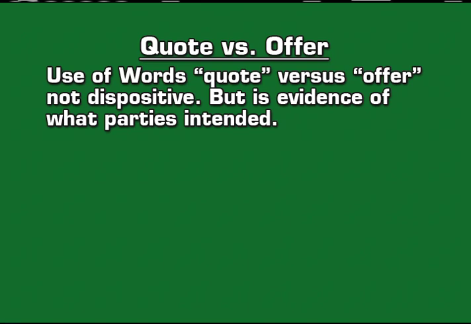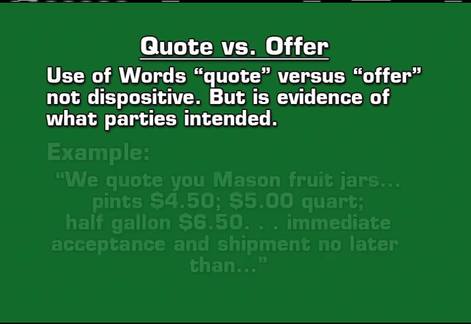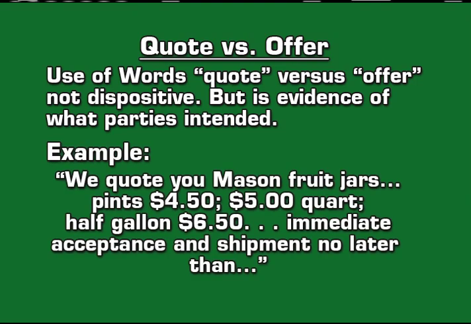So, for example, a very famous case that I talk about in class uses the word quote. It says, quote, we quote you Mason fruit jars. Pints are $4.50, $5 a quart. Half gallons are $6.50 for immediate acceptance and shipment no later than a certain date. Is that a quote? Is that an offer? Well, it says quote, so that must mean it's a quote, right? Not what the court said.